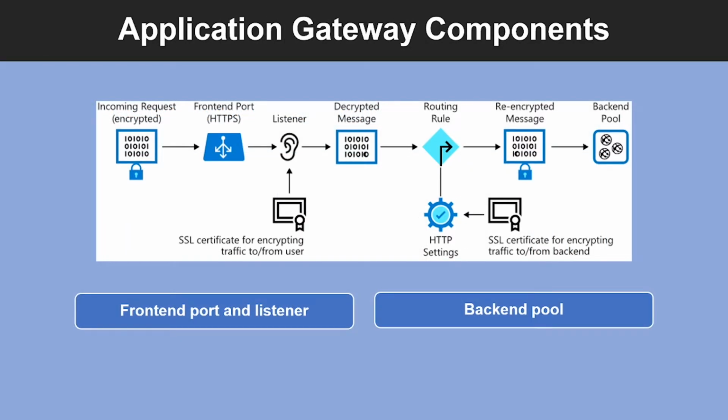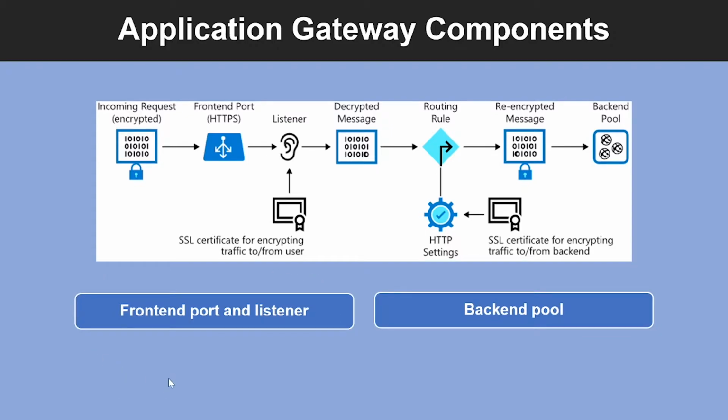Now let's look into application gateway components. Application gateway has several components. The main parts of encryption are the front-end port, the listener, and the backend pool. This is an image which shows how incoming traffic from a client to the application gateway over SSL is decrypted and then encrypted when it's sent to a server in the backend pool.